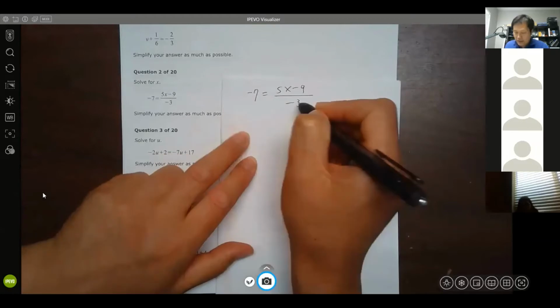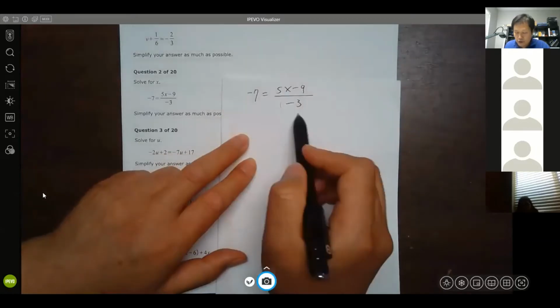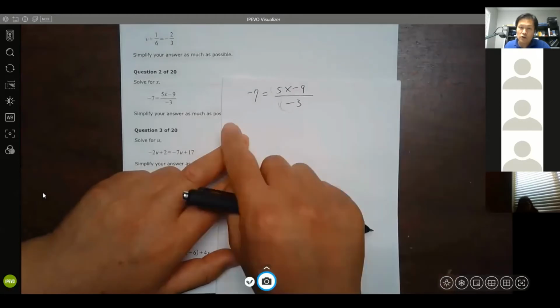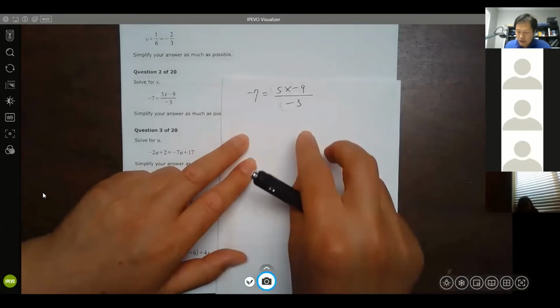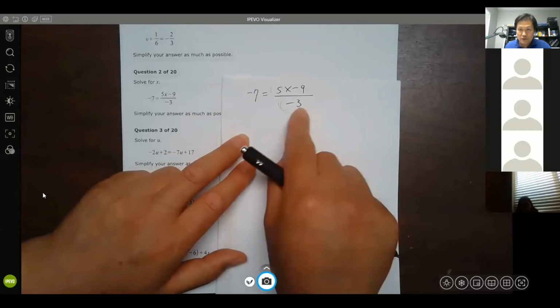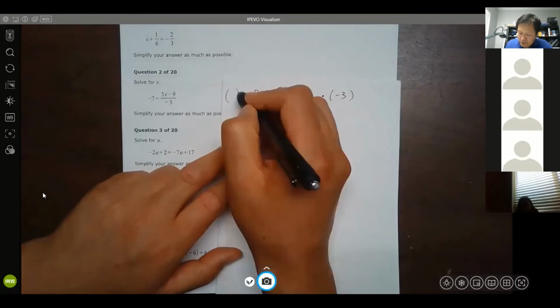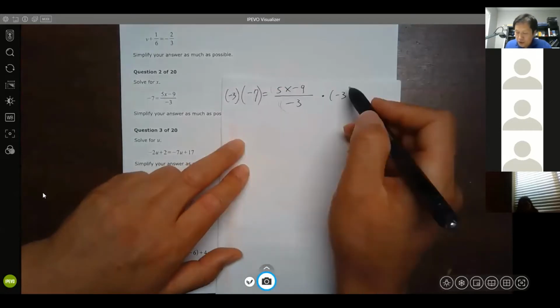So solving for x, you want to get rid of the -3 and the 5x minus 9 from the right-hand side. So x equals blah, blah, blah. You want x to be by itself at the end. So you have to get rid of -3 first. How? Multiply by -3 on both sides. So the -3 on top and bottom cancels out.